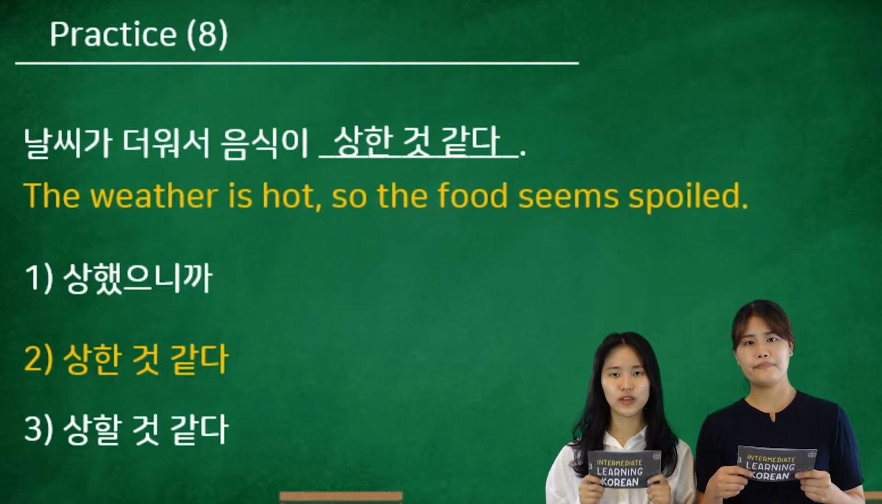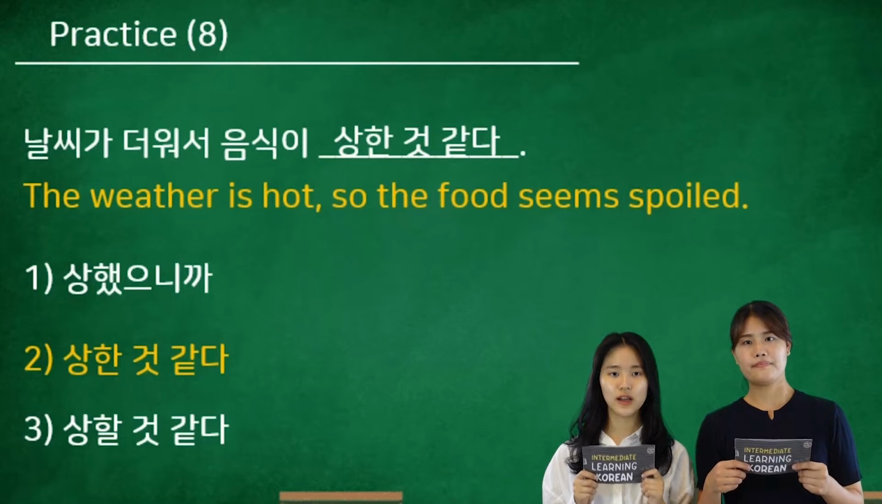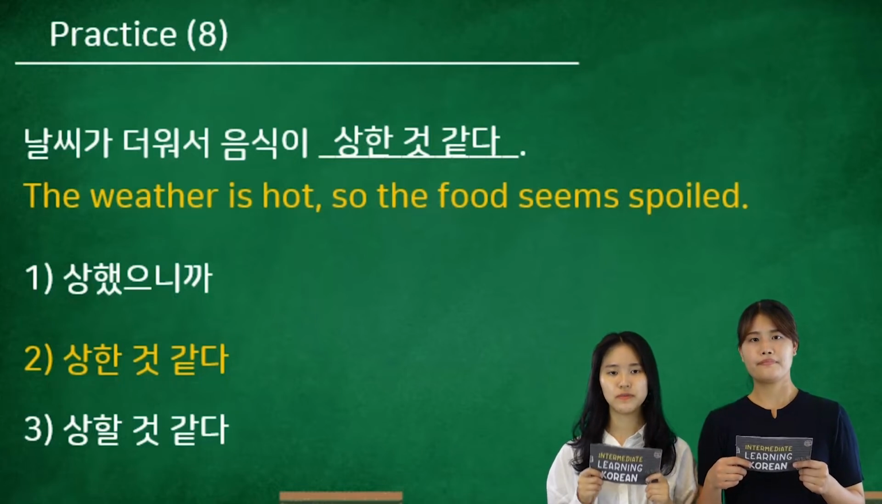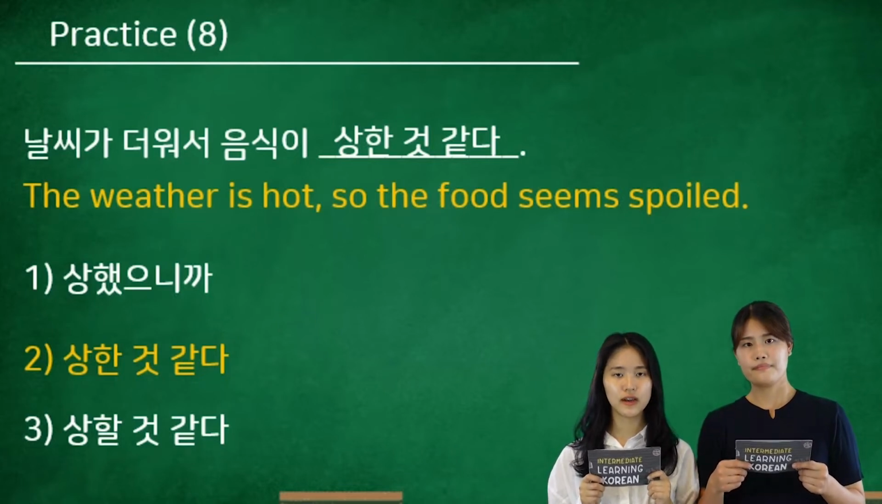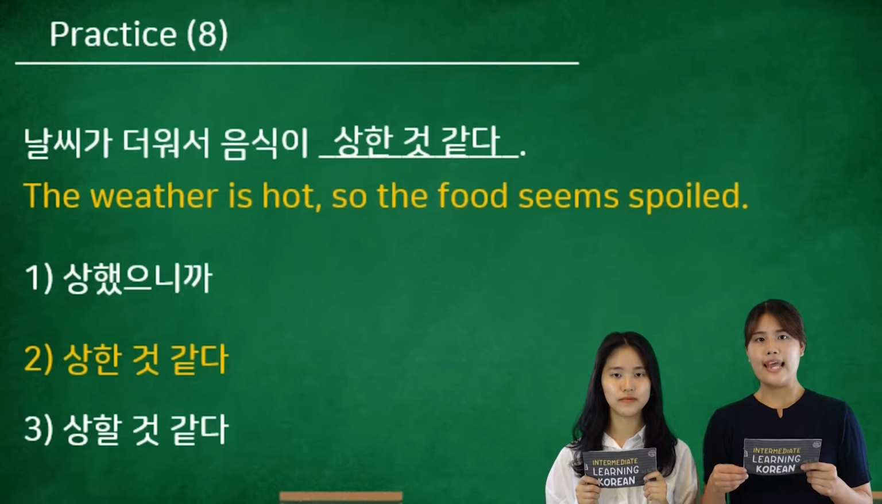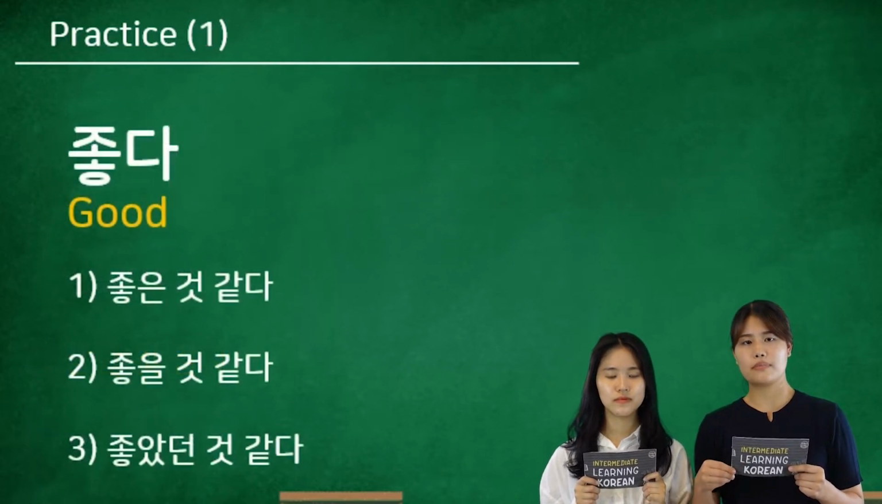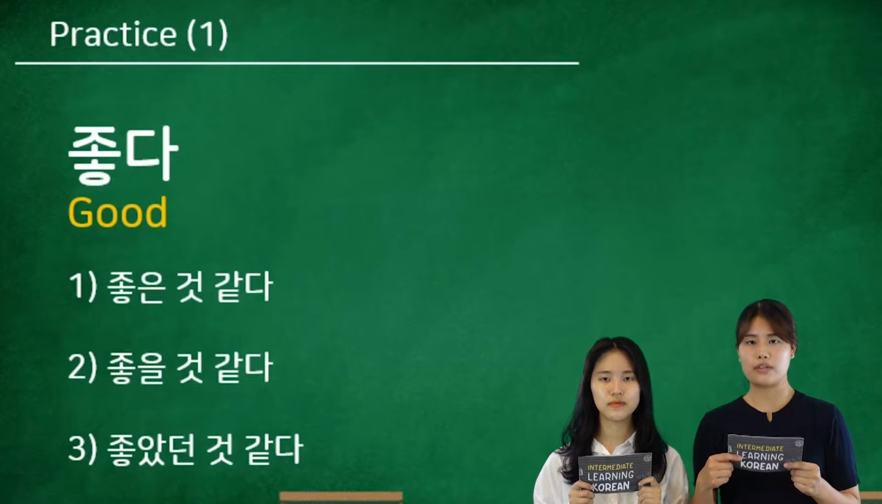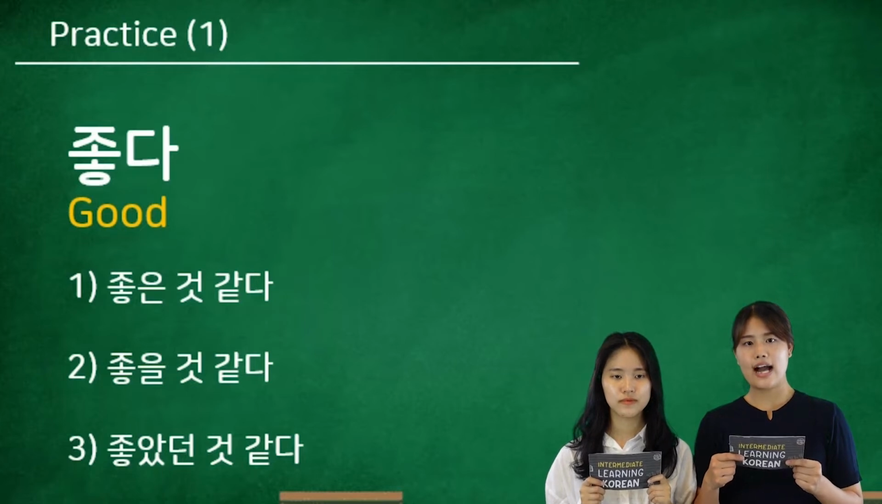So let's say it together. 날씨가 더워서 음식이 상한 것 같다. Okay, repeat after me. 날씨가 더워서 음식이 상한 것 같다. Yes, this time we will look at the verb and solve the problem of changing it accordingly. 좋다. How can we change 좋다?